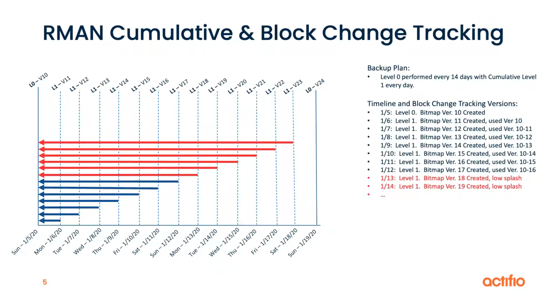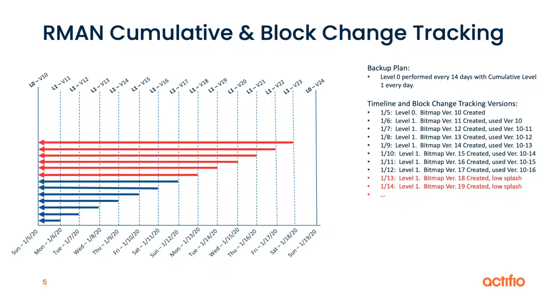On Tuesday, the 7th, our next incremental level 1 executed. It created version 12, and then it used the bitmap from version 11, and it used version 10's bitmap. So it knew what blocks it needed to go read to get back to the level 0. That process continues Wednesday, Thursday, Friday, same story. Since they're cumulative, they're using all the bitmaps from the prior level 1s until we get to Monday. And then Monday, the 13th, something interesting happens.